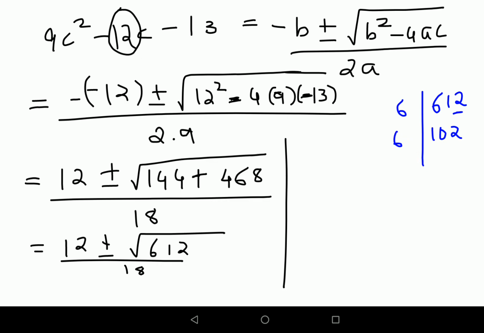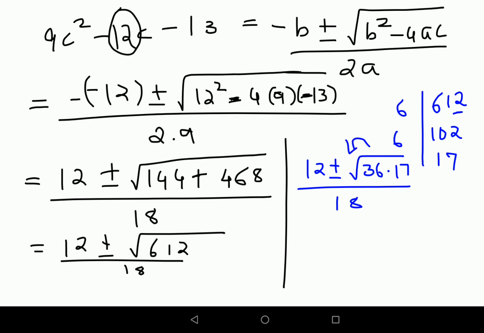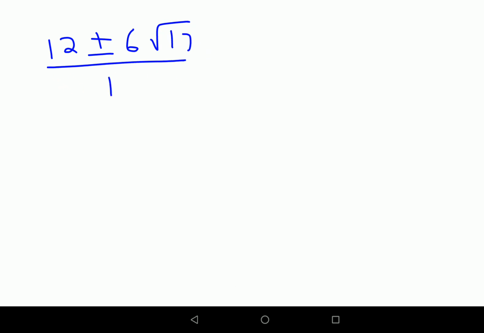So we'll get 6. And I'm left with 1 and 7. So now see how easily things became. So this can be written as 12 plus minus root of 36 into 17 upon 18. Now I can take this 36 outside the root. Why? Because it's a perfect square. So I'm left with 12 plus minus 6 root 17 upon 18.